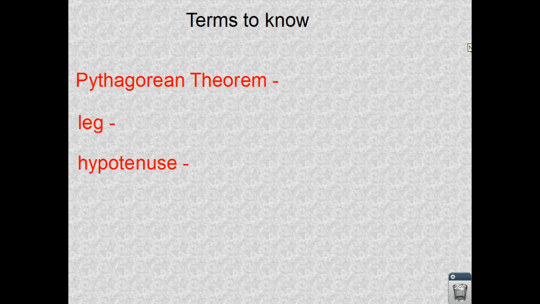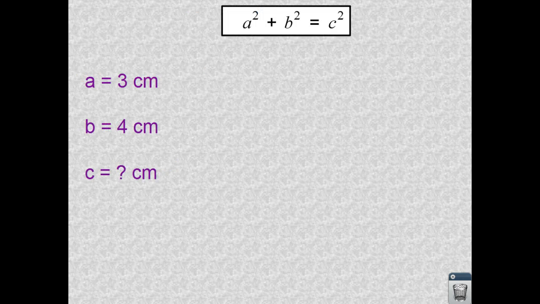All right, a few terms to know. I'd like you to write these down in your journal and define them. All right, there is the theorem a squared plus b squared is equal to c squared. And what I've done here is I've taken 3 screens, all with the same numbers, just to keep it consistent. And I'm going to be solving for each of the missing legs.